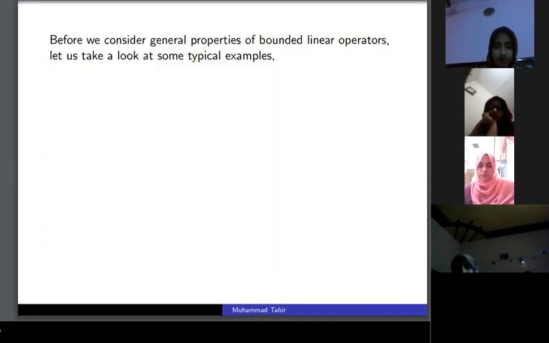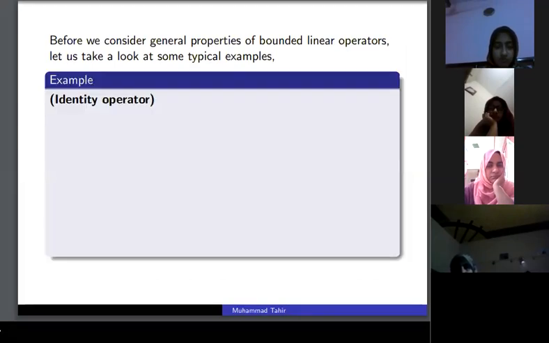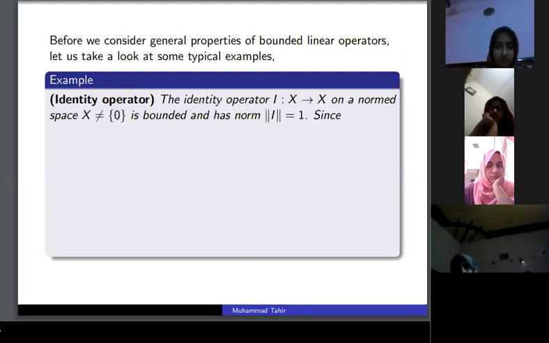Before we consider general properties of bounded linear operators, let us take a look at some typical examples of these bounded linear operators. Number one, we have the identity operator. The identity operator I from X to X on a normed space X is bounded and has the norm 1. We prove that this identity operator is bounded and the length of this operator is 1.